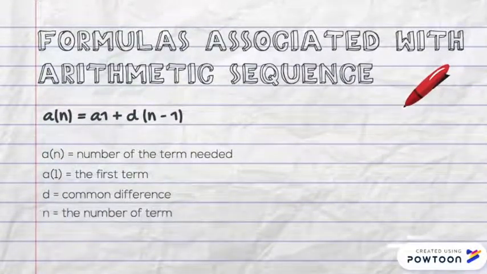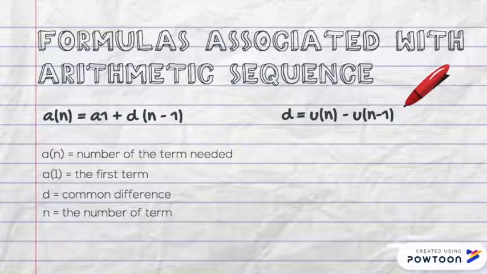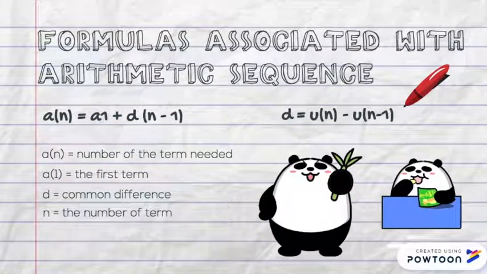So first, the basic formulas associated with the arithmetic sequence include a sub n is equal to a1 plus d times n minus 1, where a sub n is the term needed, a1 is the first term, d is the common difference, and n is the number of terms. The common difference can be determined using d equals a sub n minus a sub n minus 1.